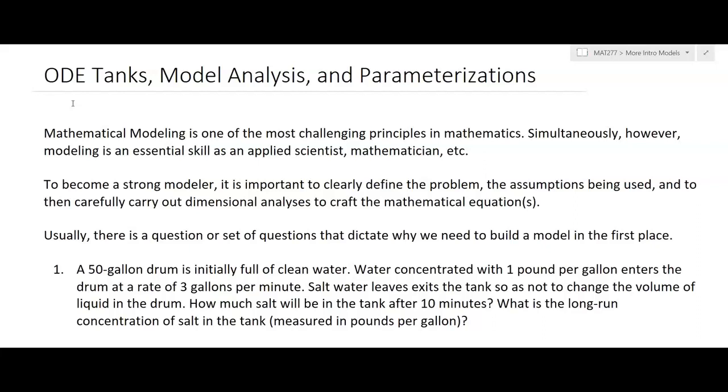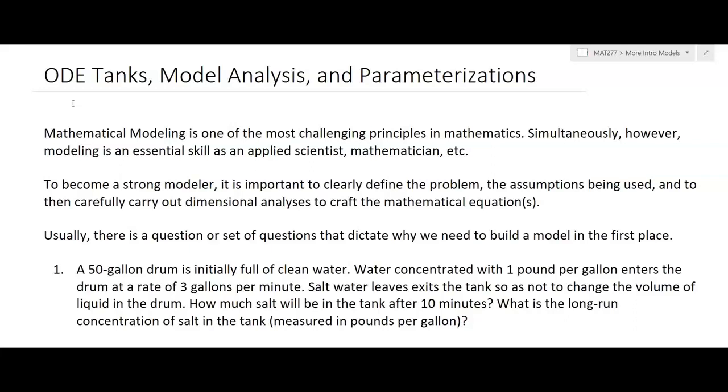So mathematical modeling is one of the things I like to spend the most time on because it's one of the most challenging principles in mathematics, but at the same time it's one of the most important skills to be able to have, especially if you're a scientist, an engineer, a mathematician, etc. This is just something that you need to be able to do, and it takes some time to develop.